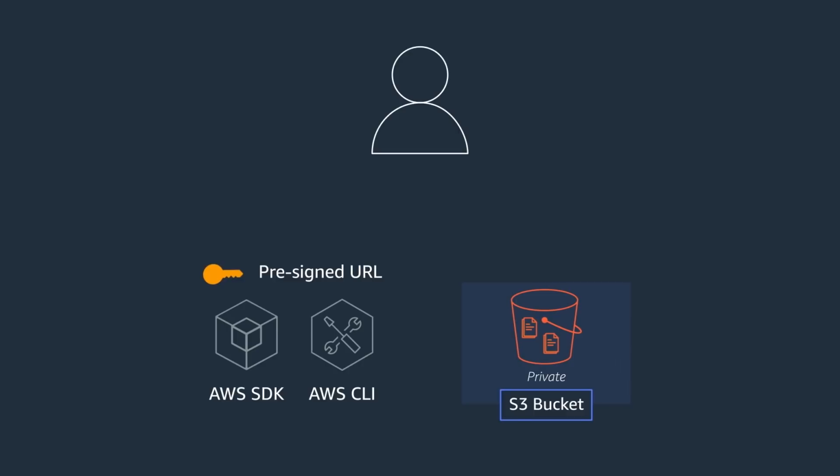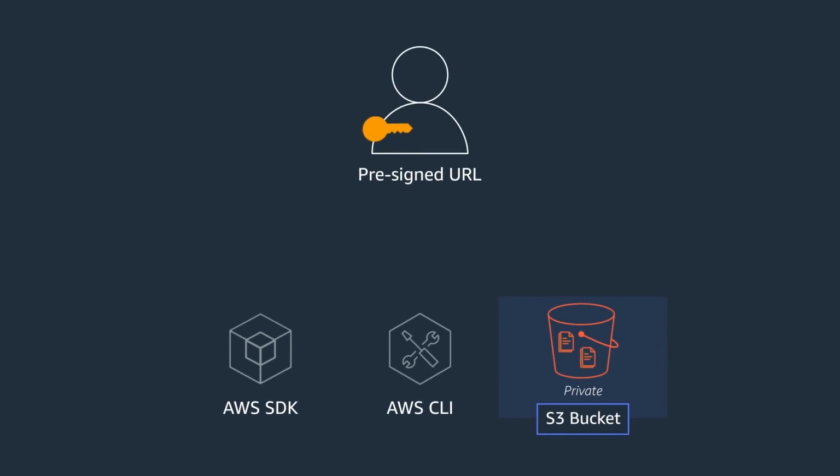Then you give the URL to your user, and the user will be able to access the object for a limited time that you configured. When this time lapses, the pre-signed URL will no longer access the object. So there you have it. Amazon S3 is a great addition to manage files with your cloud application.